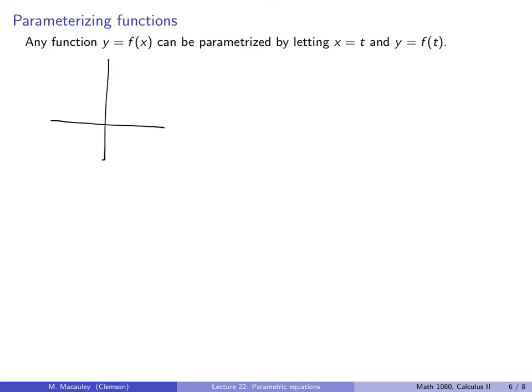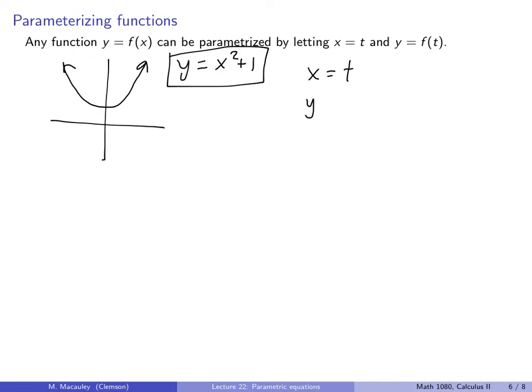So let me take a function. Say this is y equals x squared plus 1. We can parameterize just by letting x equal t. You always let x equal t. I mean, you don't have to, but it will always work if you let x equal t. And then y is f of t. So basically we just plug t in for that. So y equals t squared plus 1.